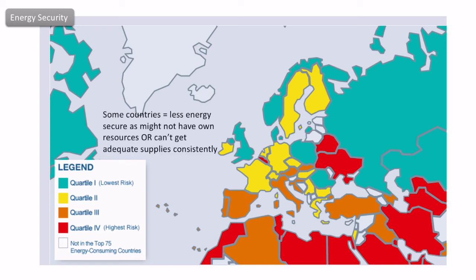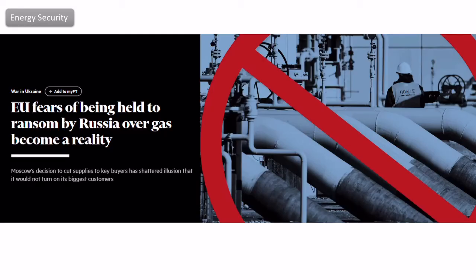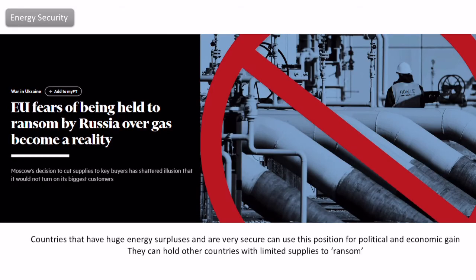However, there are some countries that are less secure, as they either don't have the resources or can't get adequate supplies consistently. So if I look in Eastern Europe, I can see Ukraine is very high risk, and the major issue for Ukraine is that it's relying on Russia to produce a lot of the oil and gas to supply its energy needs.